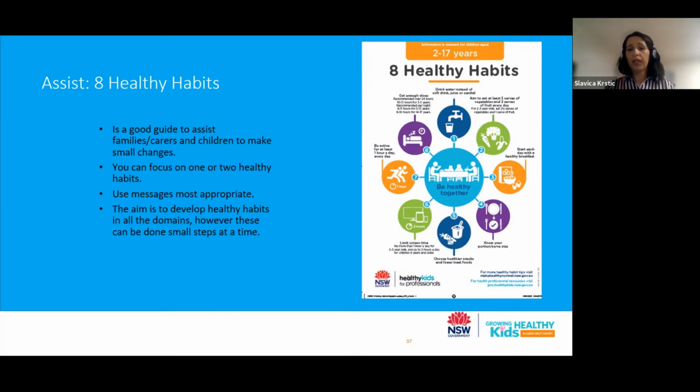Number 1 is drinking water instead of soft drinks, juices, or cordials, encouraging the family to mainly drink water as the main drink. Aiming to eat, and the guideline says at least 5 serves of vegetables and 2 serves of fruit, but we know that might be a hard target to achieve with the vegetables.